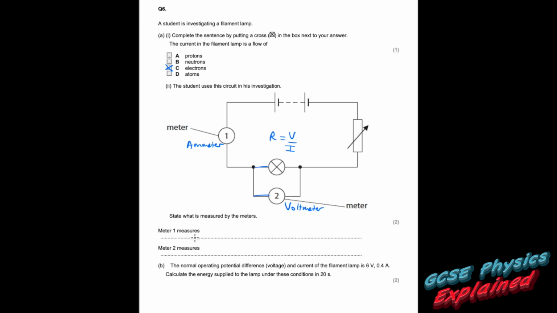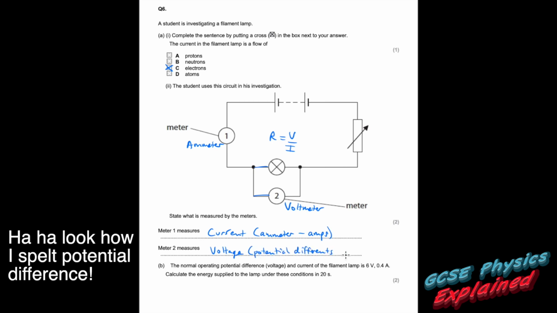So meter 1 measures current. So it's an ammeter, which is amps. Just putting current will be fine. And meter 2 measures voltage, otherwise known as potential difference. And it was a voltmeter. You don't need to put all that stuff. You could literally put voltage and you're fine.